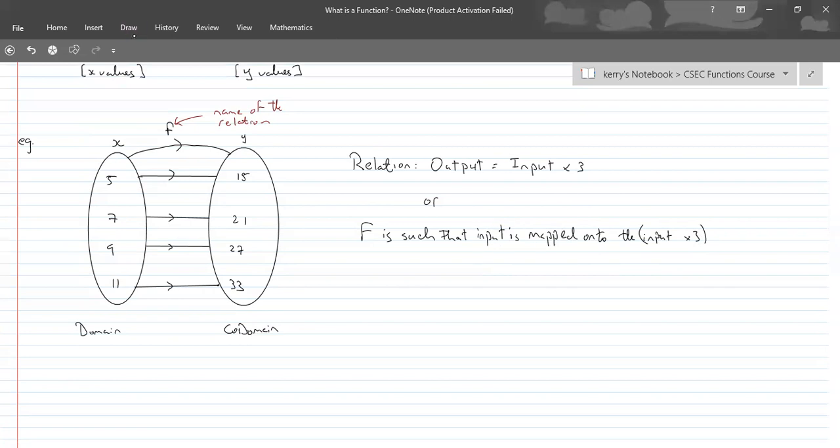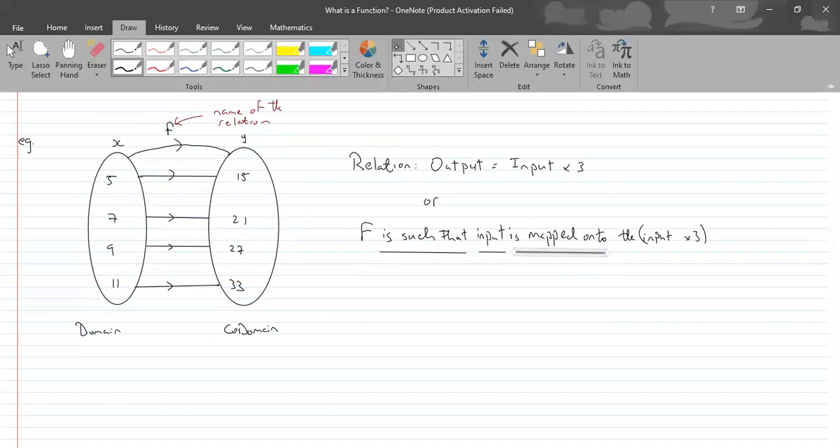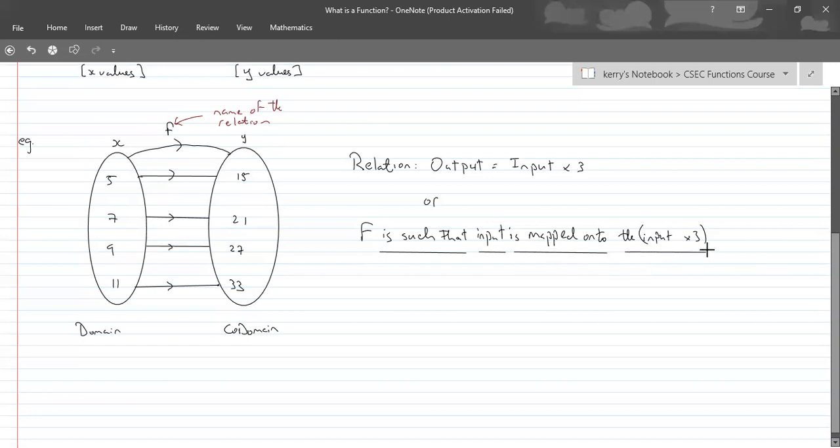So there are a few things that we have to break down here, and I'll underline each of them. 'Is such that' is an important phrase. 'Input' by itself is an important word in this case. 'Is mapped onto', and then the last one is 'the input times 3'. So let's break down each one of these now, and you can see where these weird things and functions come from. So f is the name of the function. What is f? f is the instruction.